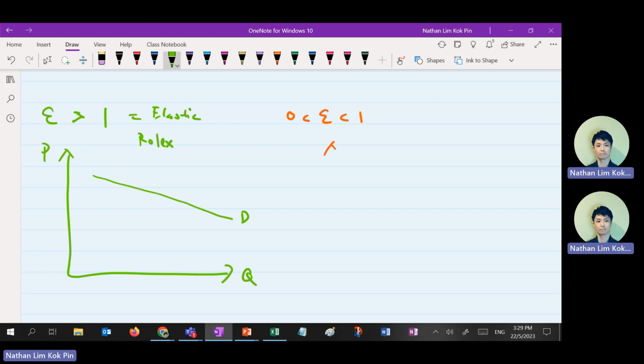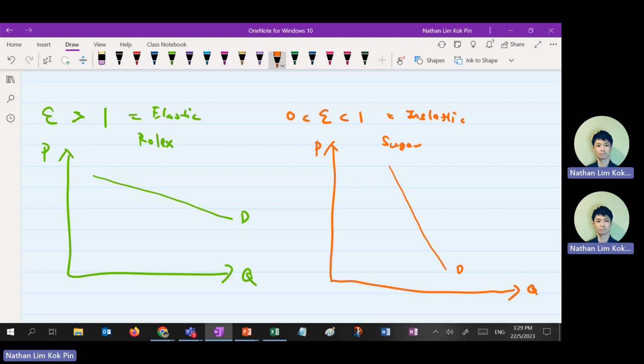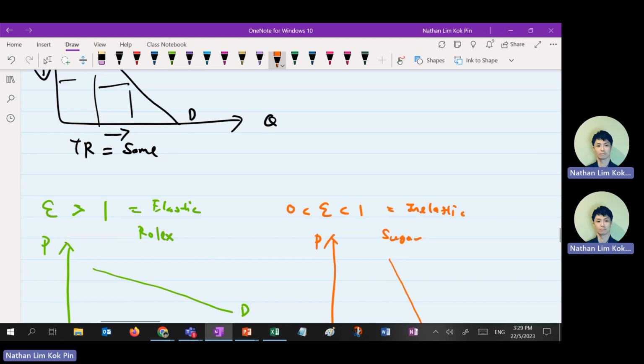The last one is inelastic. Inelastic is similar to the perfectly inelastic curve. However, it is not perfect, it's slanted. If you use your imagination, and I ask you to use necessities like sugar or salt to represent it. Any question on these 5 types?